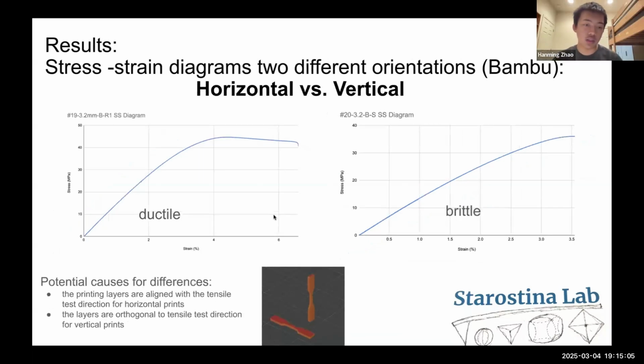Okay, so next up, let's take a look at the stress strain diagrams for the Bambu printers. Much like the Prusa printers, the horizontal samples were more or less ductile, while the vertical prints were pretty brittle. You can see this in that the horizontal sample breaks off at about 7% elongation, while the brittle sample, which is the vertical one, breaks off at a mere 3.5% elongation. Again, this is probably the same reasons.